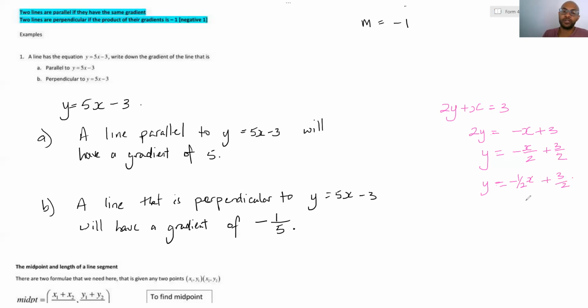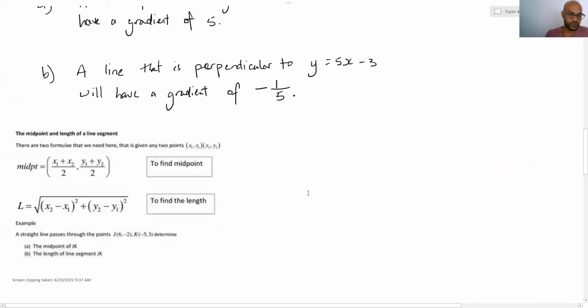Now we could look at this gradient here and we could talk about a line that is parallel to it, a line that's perpendicular to it. It must be in that form. We could even identify the gradient here as being negative a half. Before, when it was like this, if we said the gradient was 1 because in front of x is a 1, we would be incorrect because this is not the general form for the equation of a line. It must be in the form y is equal to mx plus c. All right, you okay with that? So that's all we need to know in terms of the gradient of a line.